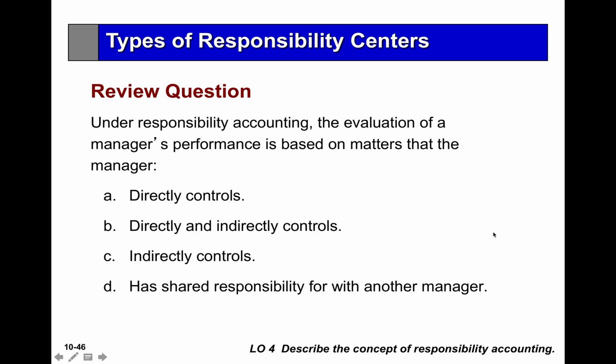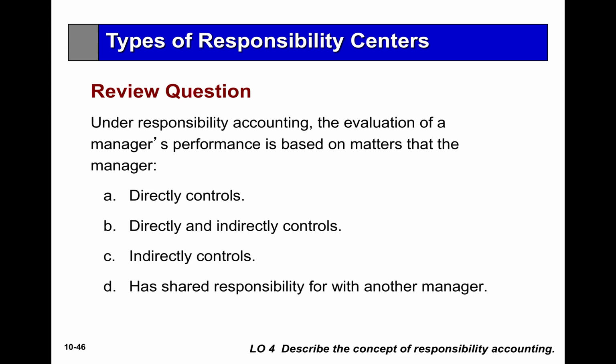Okay, so let's do this. First, under responsibility accounting, the evaluation of a manager's performance is based on matters that the manager directly or indirectly controls, has shared responsibility. So A is the answer. The reason is that if a manager cannot make decisions and cannot control things, we should not make them responsible, because making somebody responsible for something that they cannot control is kind of unfair, right?